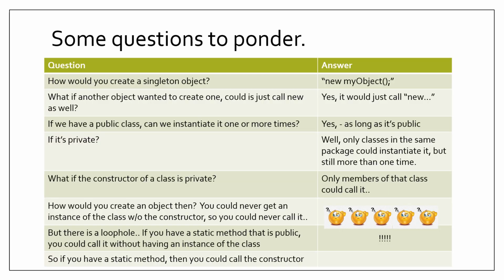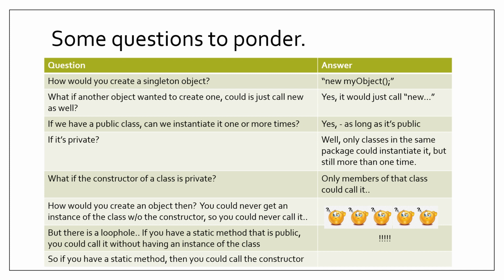Now, let's talk about, in Java, how would you create a singleton object? How would you create any object? Well, you say new my object. You say, hey, I want a new object of whatever it is. And the question on the left then says, well, if another object wanted to create one, couldn't it just call the new as well? Yes, the answer is yes. If something else wanted to create a second copy of my object, it would just call new again, and now you'd have a second one.